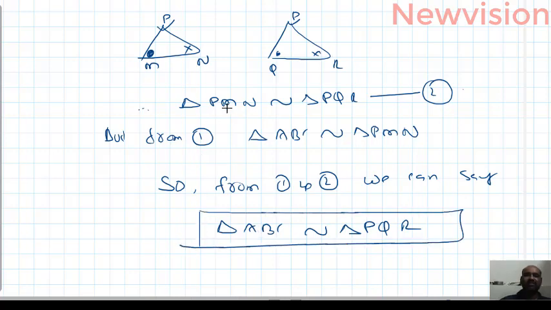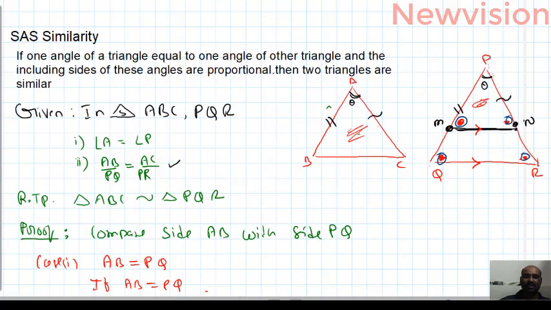See, PMN is similar to PQR, ABC is similar to PMN, so these two are the same automatically. So PQR is similar to ABC. Student, this is another difficult similarity. Yes, this is a similarity. No need to memorize this theorem by heart. Just observe how I got the result. That's all.